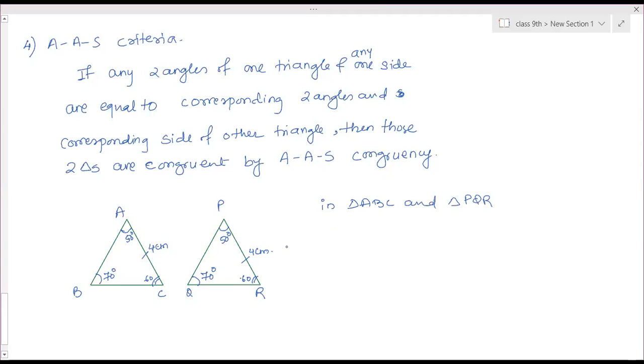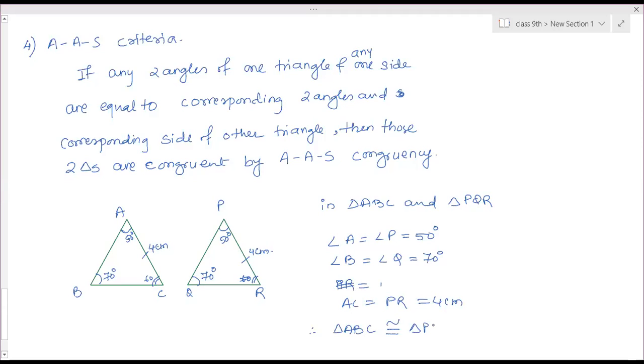Angle A is equal to angle P, that is 50 degrees. Angle B is equal to angle Q, that is equal to 70 degrees. And AC is equal to PR, that is equal to 4 centimeters. Therefore, triangle ABC is congruent to triangle PQR by AAS congruency. Write down this.